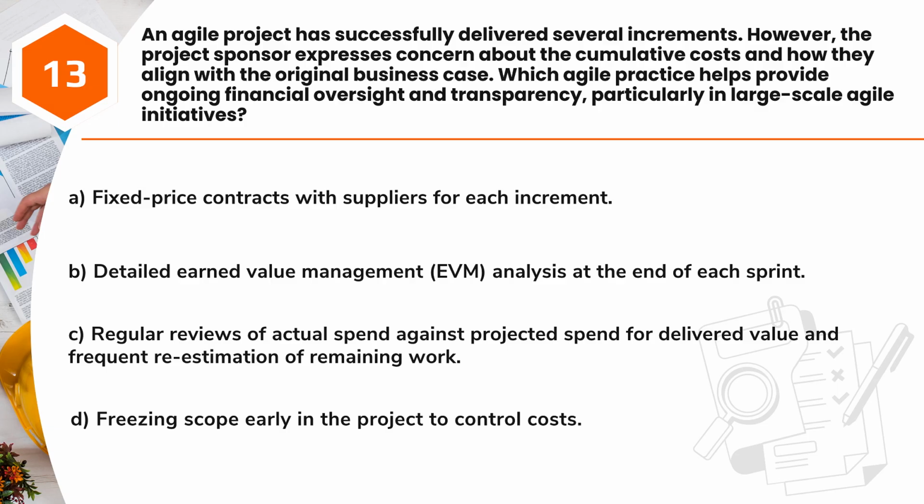A. Fixed-price contracts with suppliers for each increment. B. Detailed earned value management, EVM, analysis at the end of each sprint. C. Regular reviews of actual spend against projected spend for delivered value and frequent re-estimation of remaining work. D. Freezing scope early in the project to control costs.